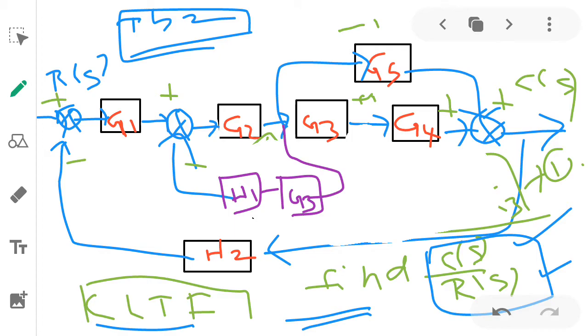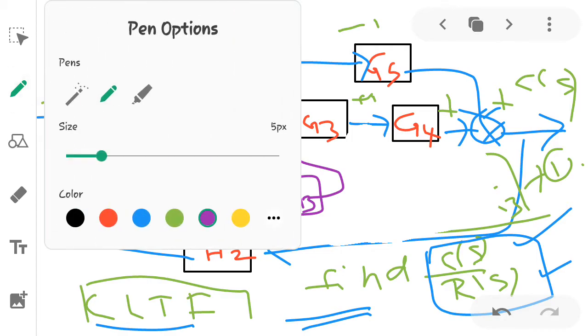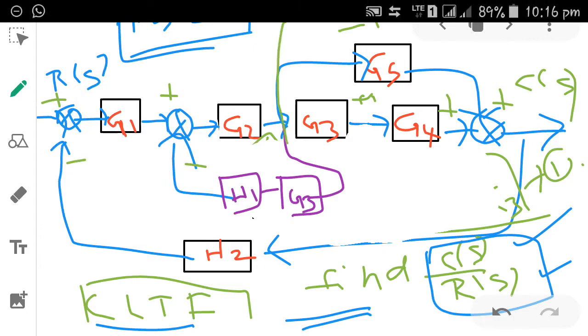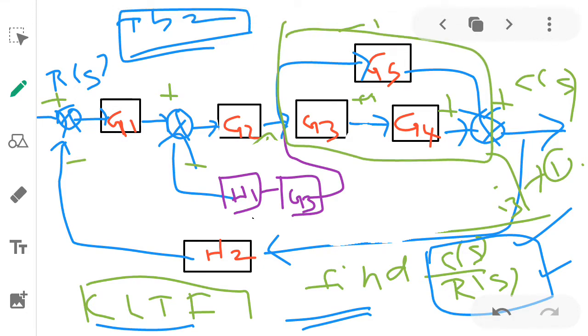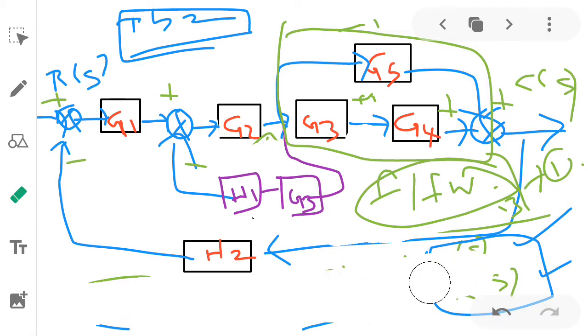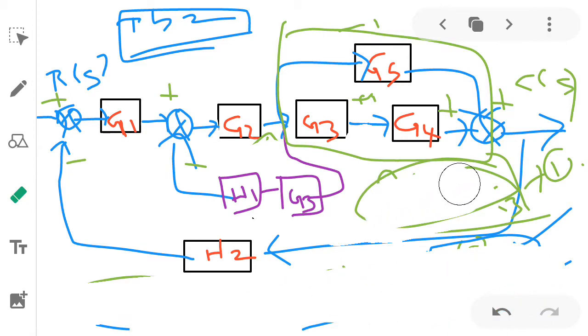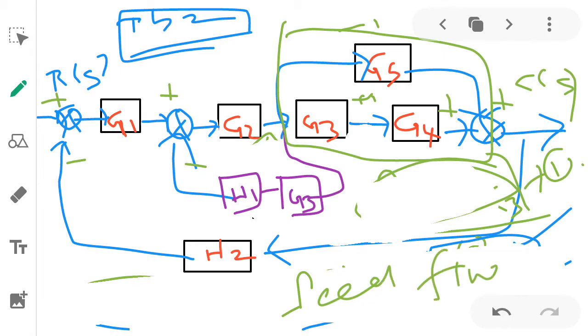Now if you look at this diagram, this whole thing will be your feed forward path, with the signs plus plus here. So we will be trying to cascade these together and then sum.